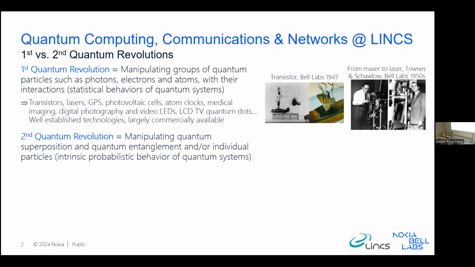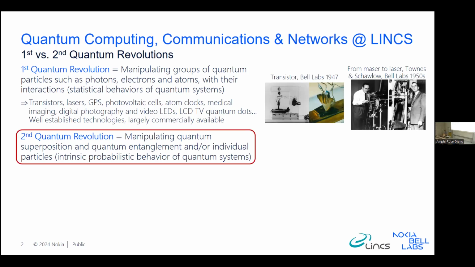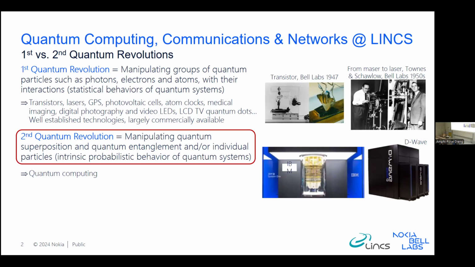The second revolution is more about manipulating individual particles with their quantum properties, such as superposition and quantum entanglement between two particles or several particles, but really considering particles as individual systems interacting together. And so my talk today is about that.